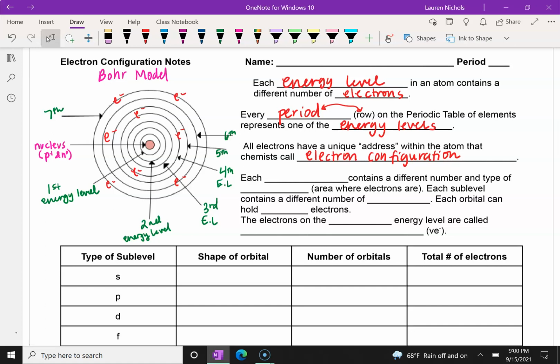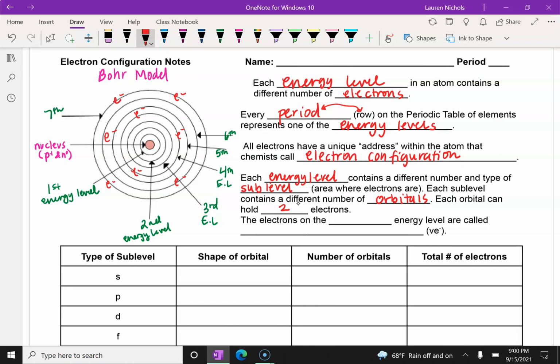Each energy level contains different sections. We call them our orbitals. The energy levels contain a different number and a different type of orbital. I'm sorry, that was a mistake. I didn't mean orbital, I meant a sublevel. Sorry about that if you wrote in pen. So a different sublevel, and the sublevels contain different orbitals. And each orbital can hold 2 electrons.